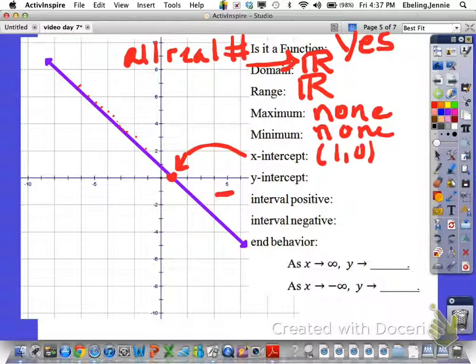The y-intercept, where does the graph cross the y-axis? So I'm looking at it right here. So my y-intercept, I name that ordered pair, and I'm looking at 0, 1.